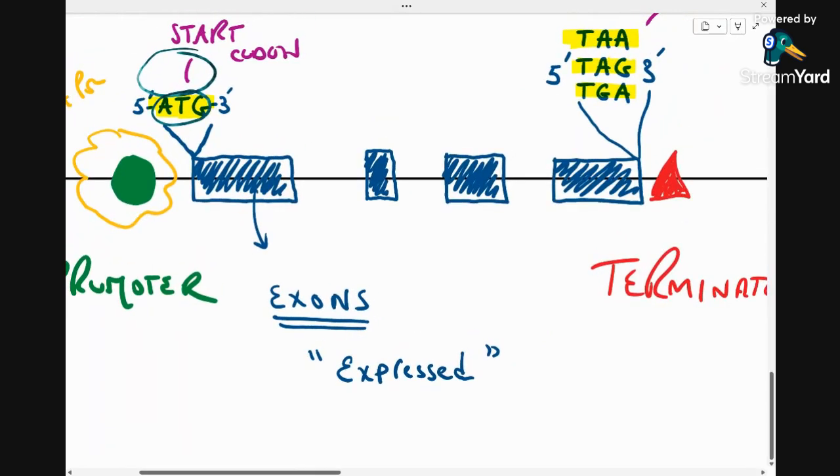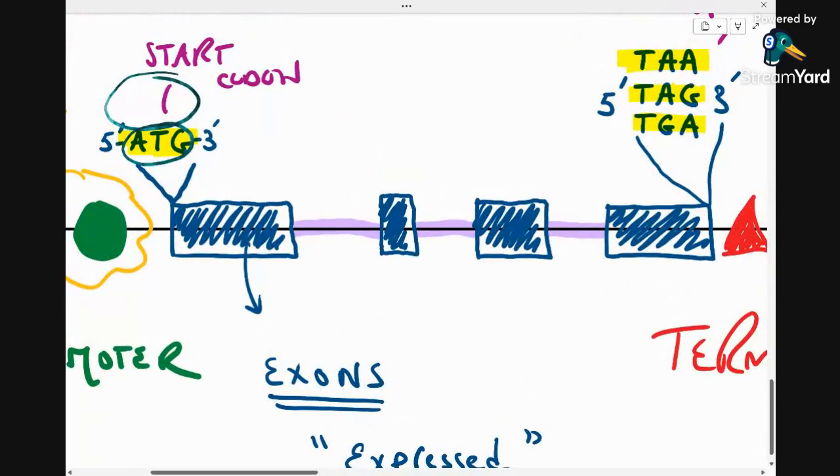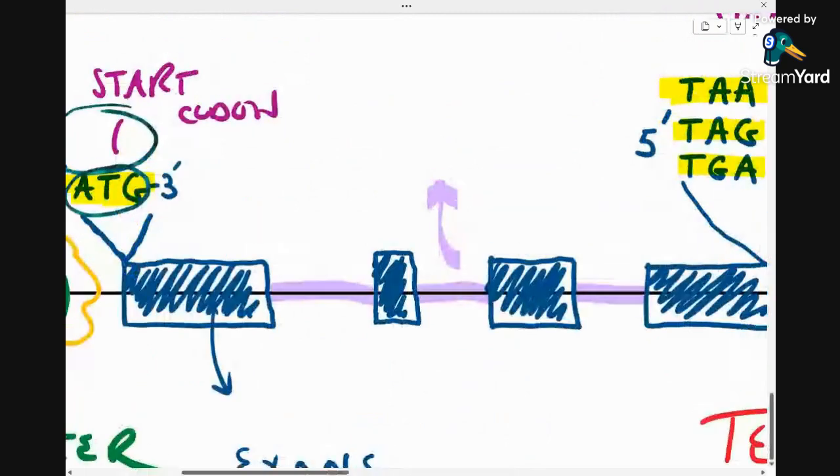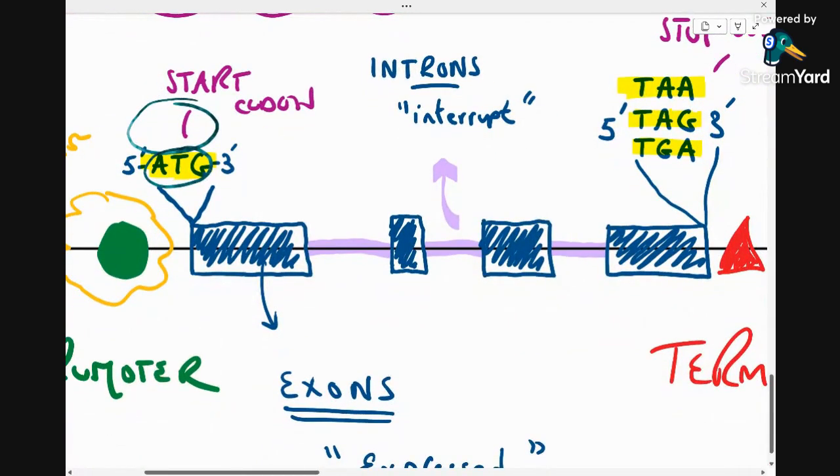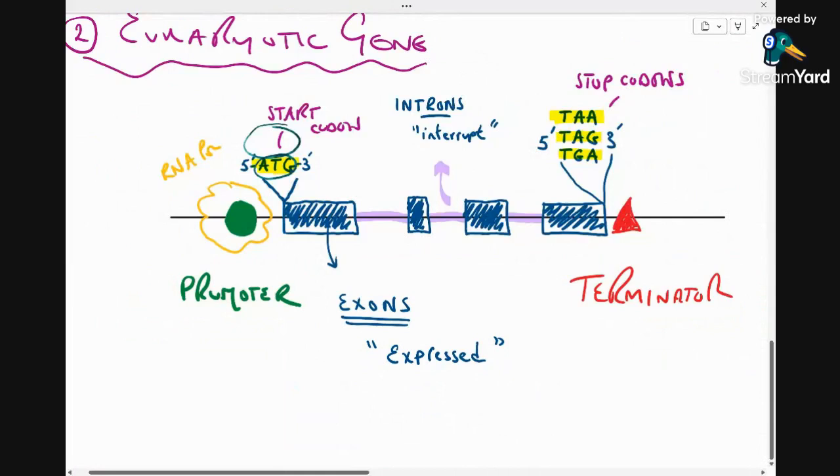The intervening bits of DNA, which just for the sake of ease, I will highlight in purple here. So we've got one there, and one there. These intervening sections are called introns. And they are called introns because they interrupt, although that's how I remember it. They interrupt the coding sequence. They're not useful to us.